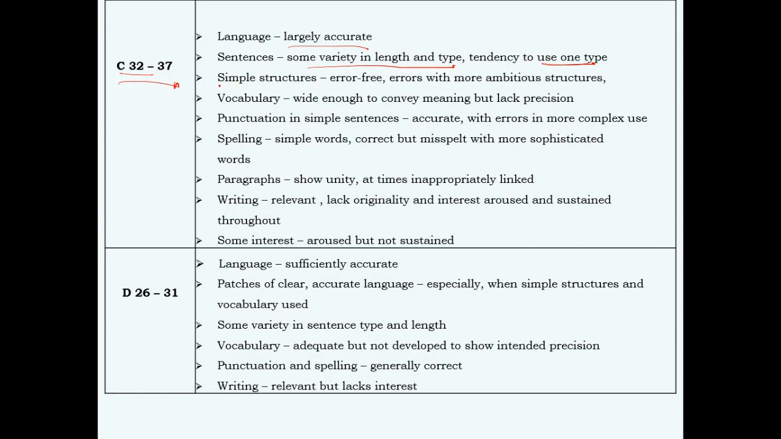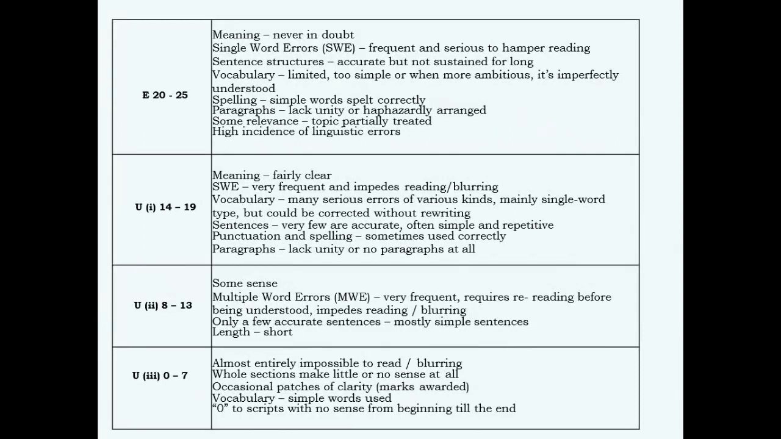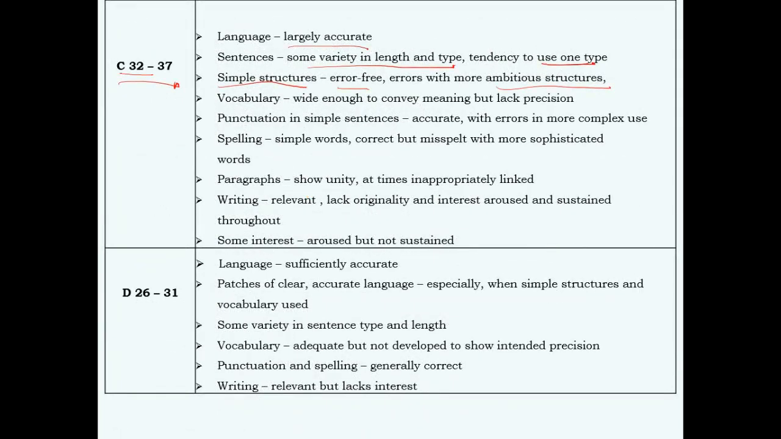However, if you're writing a simple structure, that means a simple sentence, it has to be error-free, errors with more ambitious structures. So it's either you're error-free or there are some vague structures, SVA or anything like that, okay? And then for D. However, if you go below, all right, it's more towards the whole flow of it. It doesn't relate to the question, and this is not where you want to be. I would say the best score is aiming for like a 32 out of 50 and above.